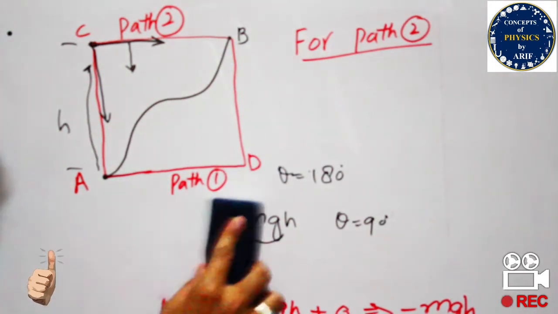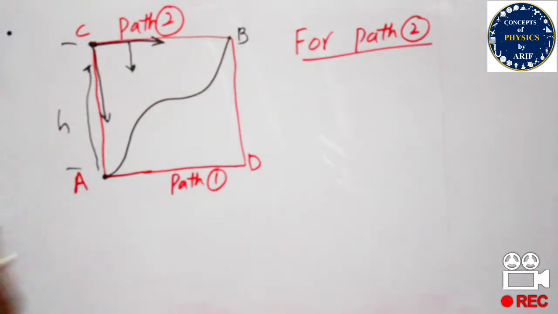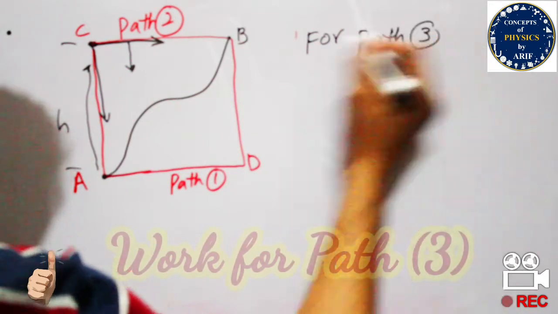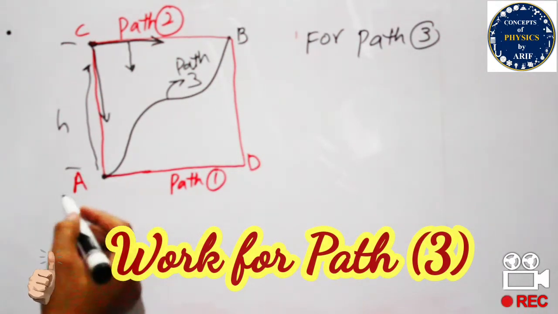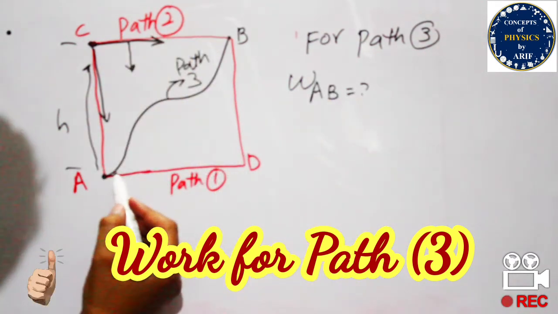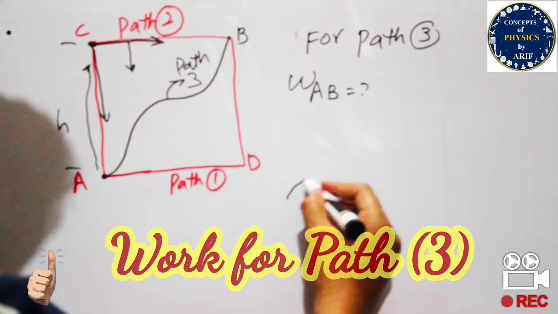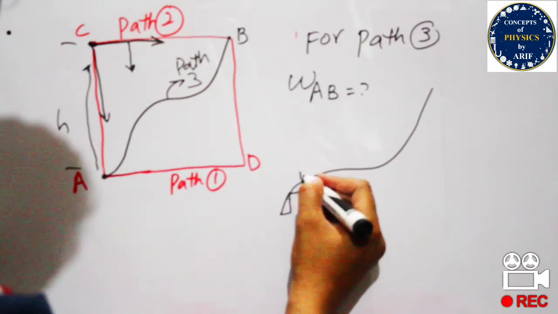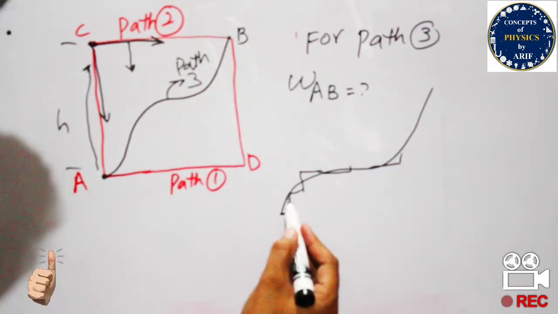But in the third case, the path from A to B, we can call this path 3, and we need to find the work from A to B. First of all, we will divide this regular or irregular path into small rectangles. For example, this is the path and we divide this into small rectangles, and then we can calculate the work in this region.